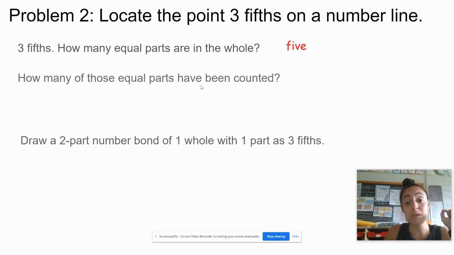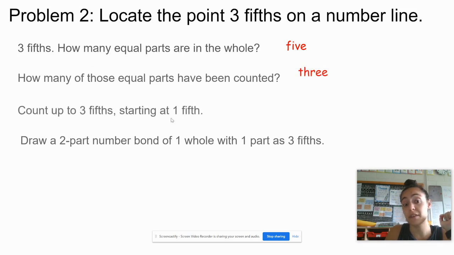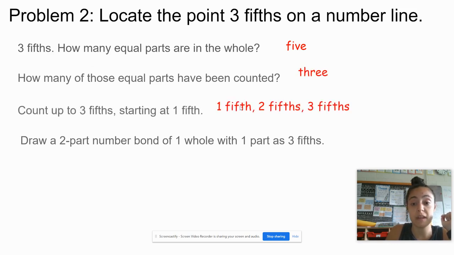Then I need to think about the equal parts I have to count. So how many parts am I really thinking about? That is 3. So now let's count up to 3/5, starting at 1/5. So we have 1/5, 2/5, 3/5, and that's exactly where I need to be.